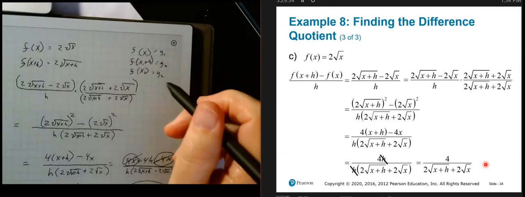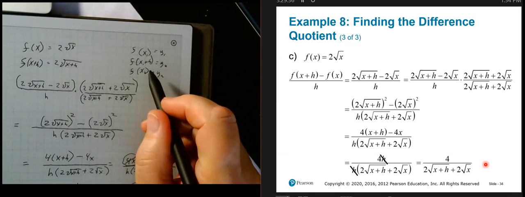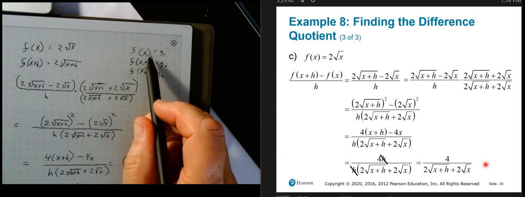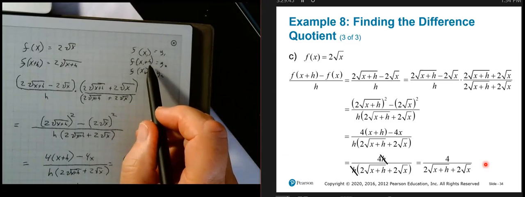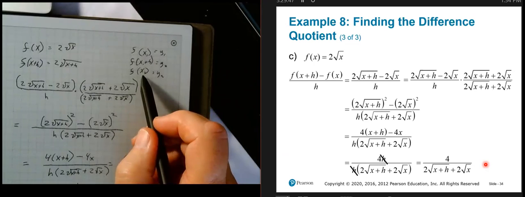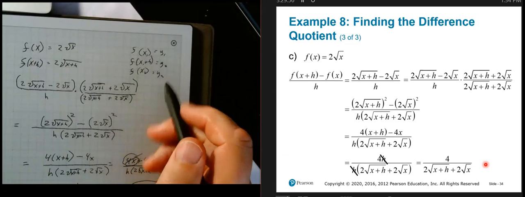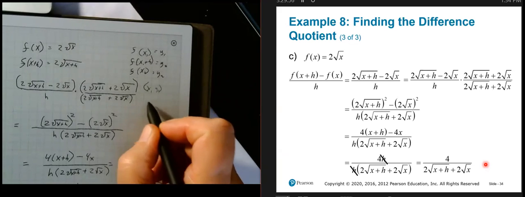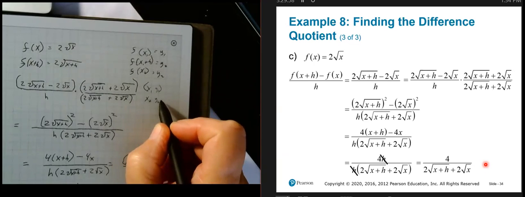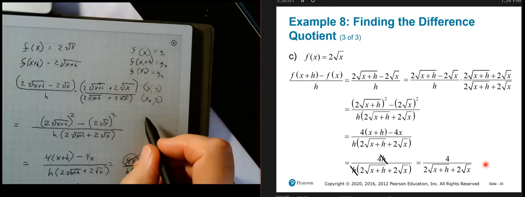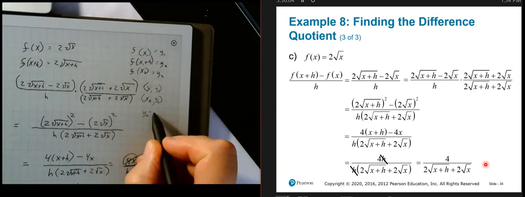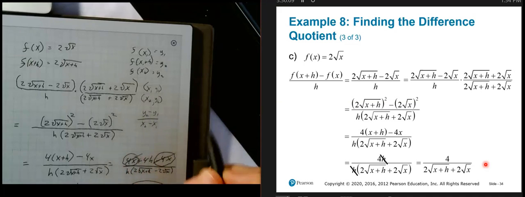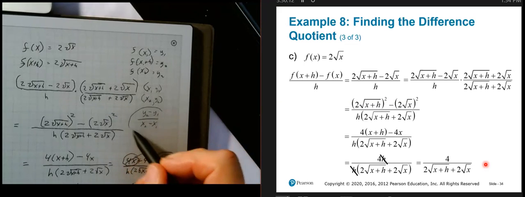And so I replace my x with x sub 1, my x plus h with x sub 2. And so now I have 2 points, x sub 1, y sub 1, and x sub 2, y sub 2. And so then I have the formula y sub 2 minus y sub 1 divided by x sub 2 minus x sub 1. Does this look familiar to anybody?